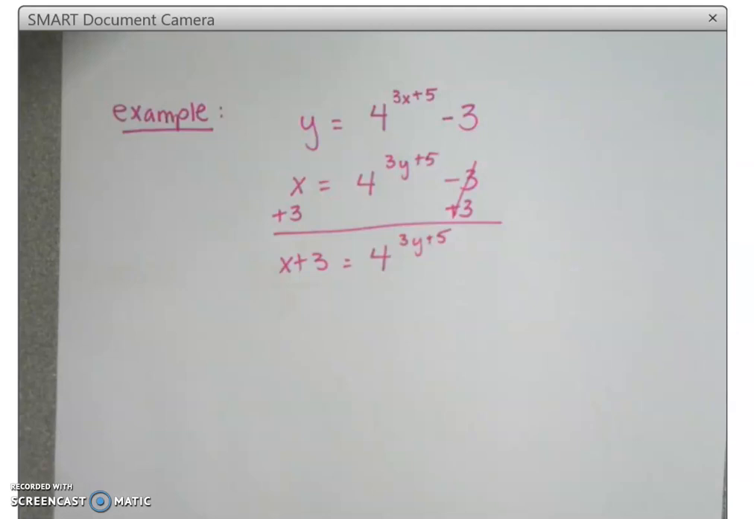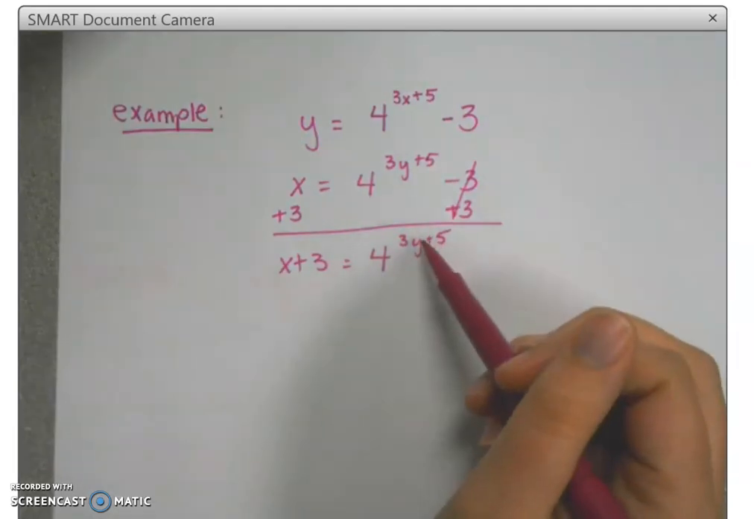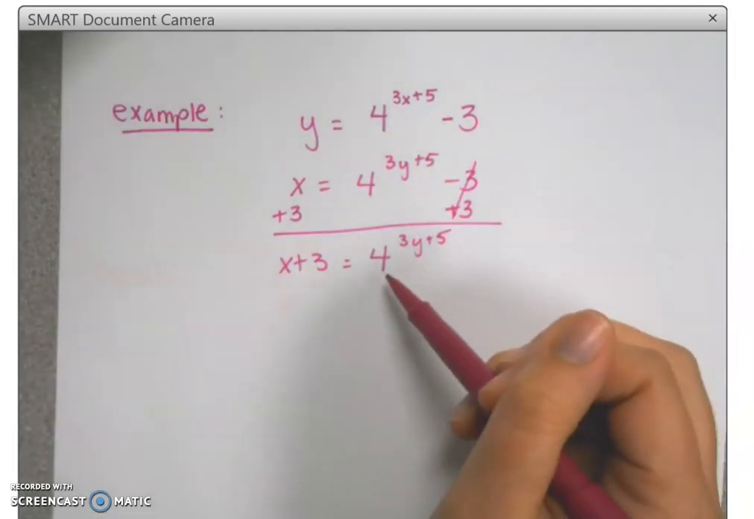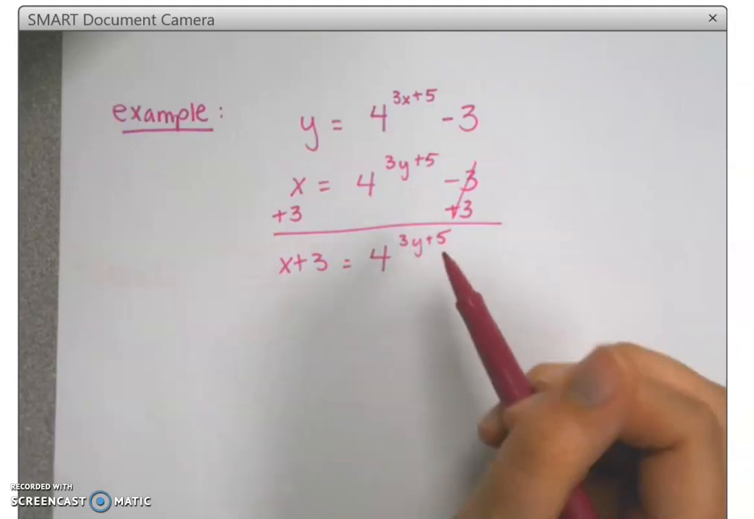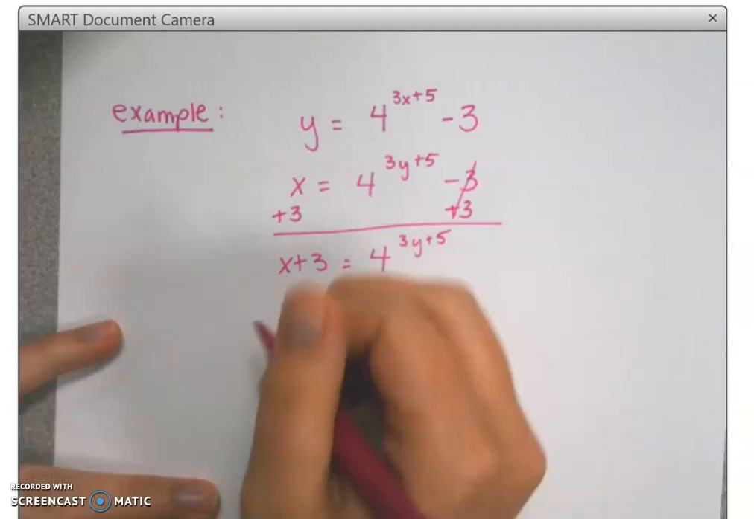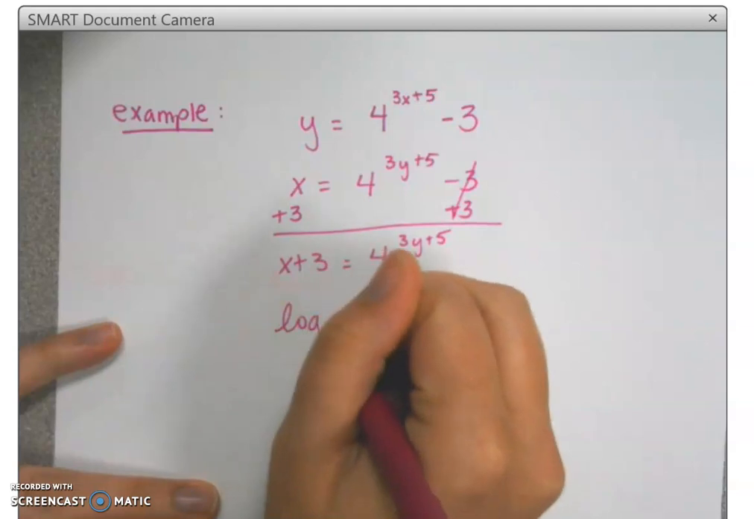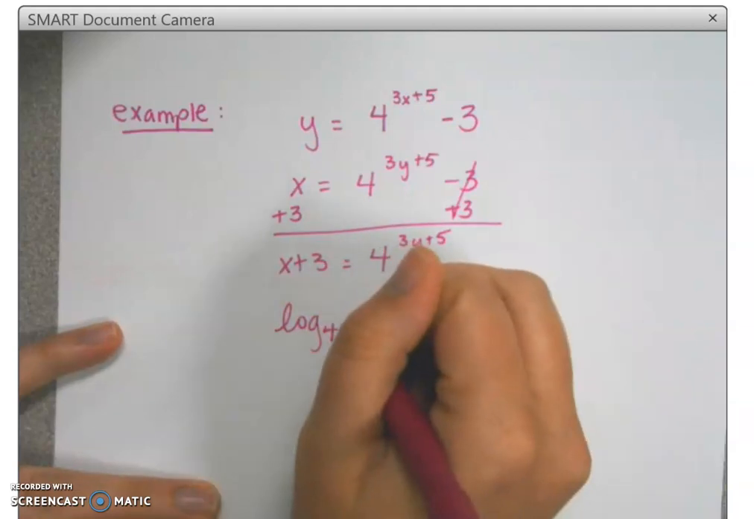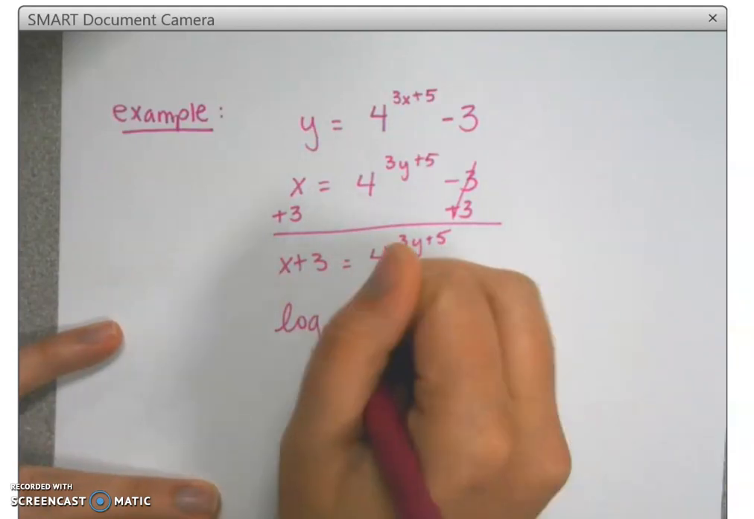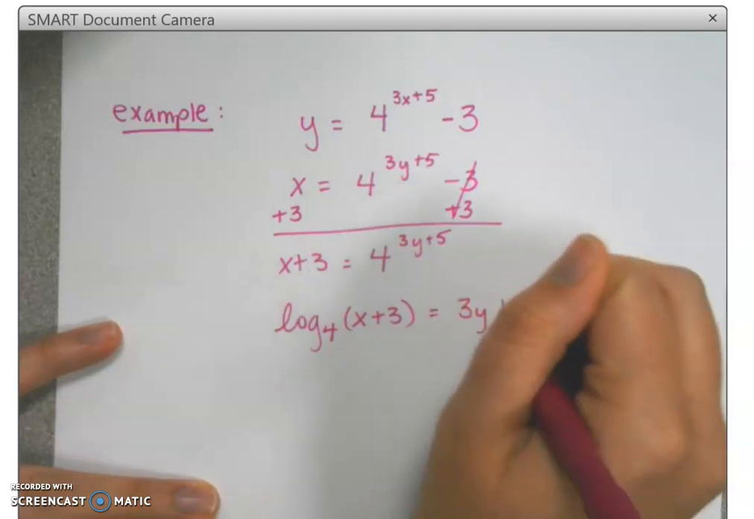Now that I have it down to just the base and the exponent, remember, anytime you get an exponential function down to the base and the exponent, you can write it as a log. So that's going to read log base 4 of x plus 3 equals 3y plus 5.